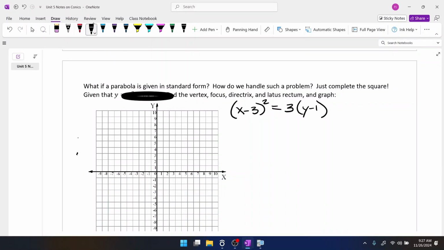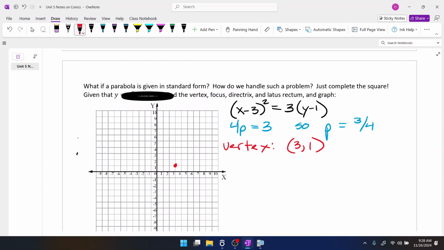So we can think of this here. Our 4p is going to equal what? 3, so p will be 3/4. Now, the vertex of this parabola is going to wind up being located where? 3, 1. And that's going to be your vertex here.